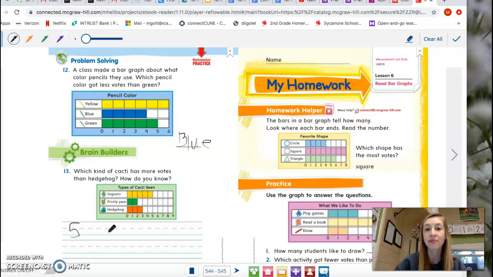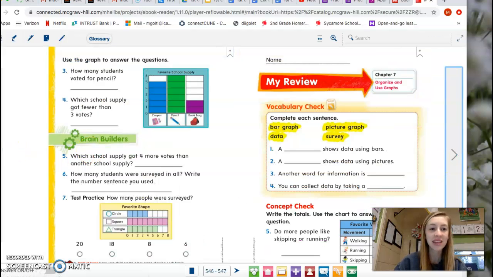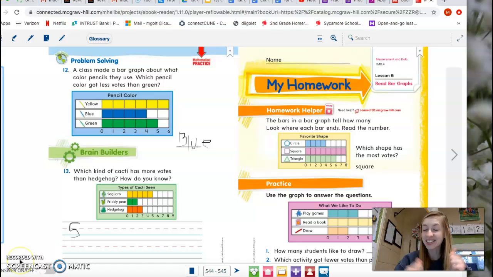That's how we know what a bar graph says. You can do the homework all by yourself. I know you can do it. And that is our math lesson today. Get started and enjoy!